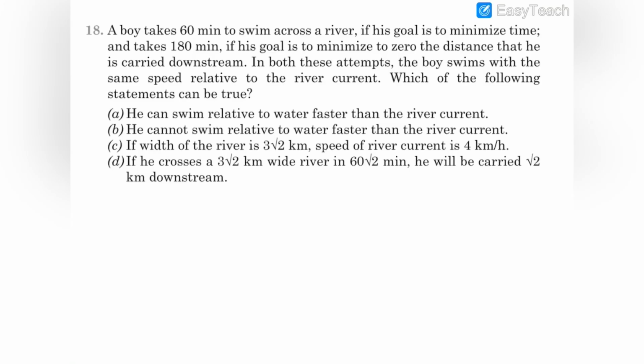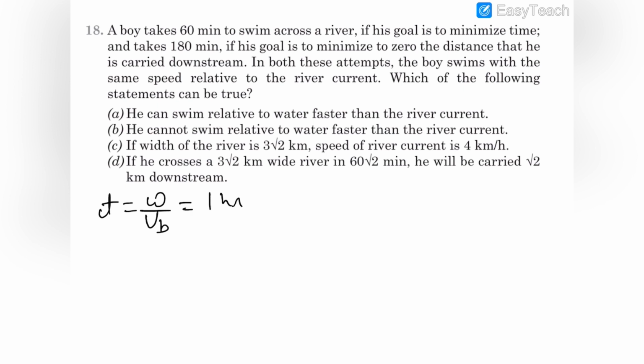In this question, you can see that there is a boy who takes 60 minutes to swim across a river, and his goal is to minimize the time. So obviously, if he wants to cross the river in minimum time, then that minimum time is 60 minutes. We know that the minimum time formula is W by VB. So W by VB is equal to 1 hour.